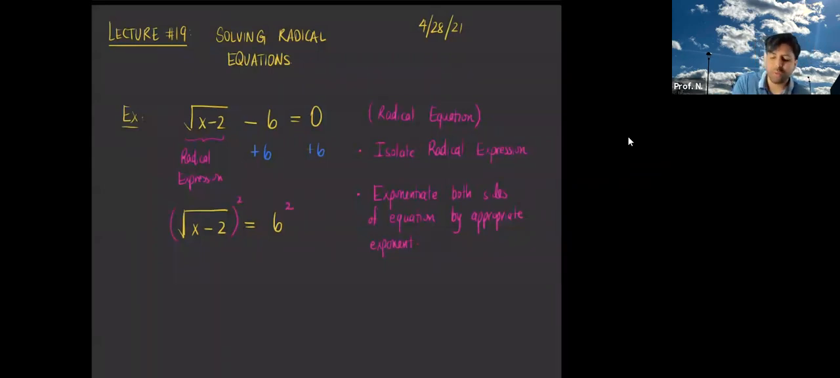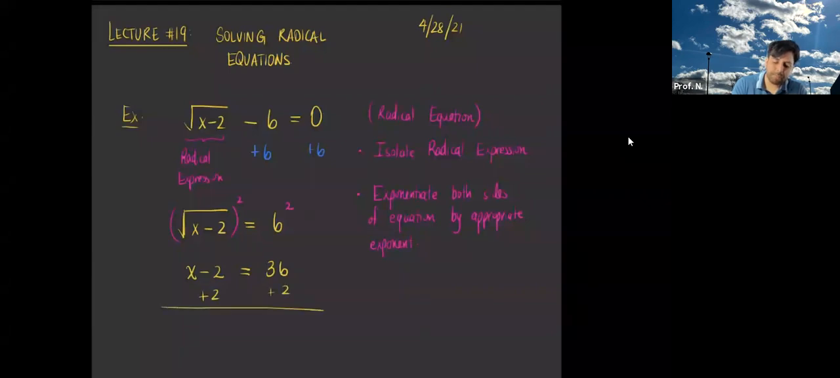When I square the square root, they're inverses of one another. They're just the opposite. And so I'm left with x minus 2. So the square root cancels. And then 6 squared gives me 36. And now look what I have. I have a simple linear single variable equation that I can solve. So I add 2 on both sides, and I get that x equals 38. So I get one solution.